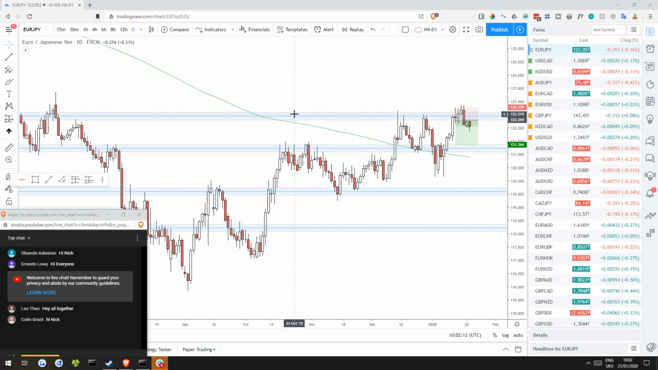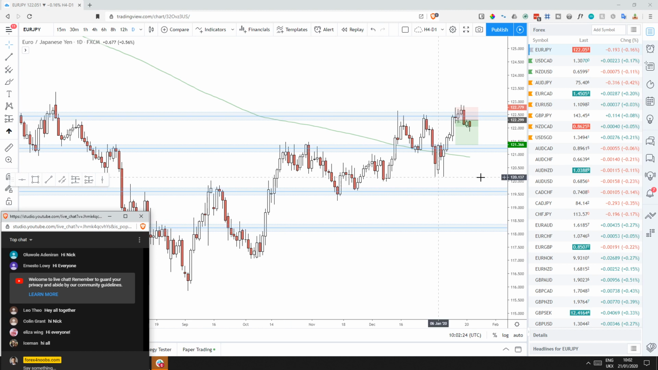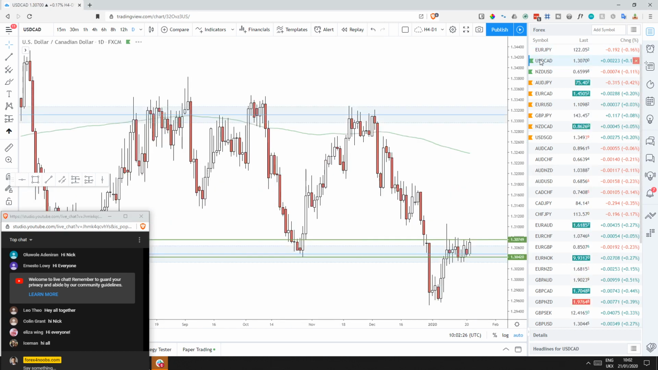First things first, EURGBP looks like it's finally turning around. Took a short here recently, didn't work out for us. Looks like it's turning around now. We had the right idea, just a bit of an early entry, I guess.